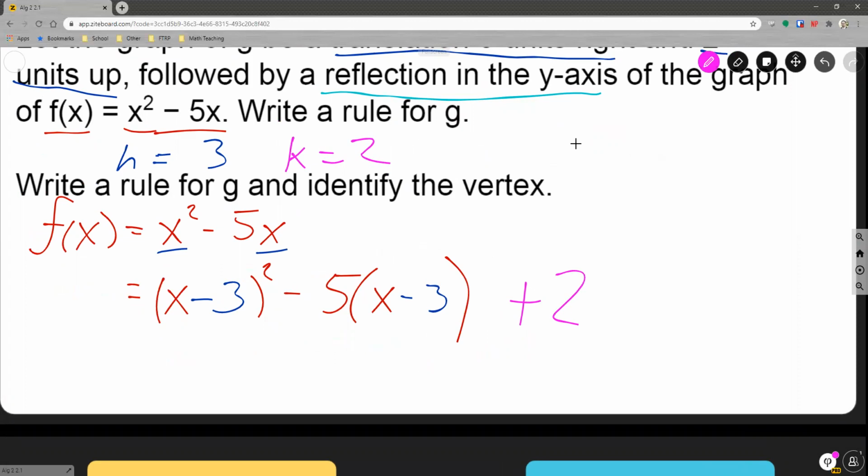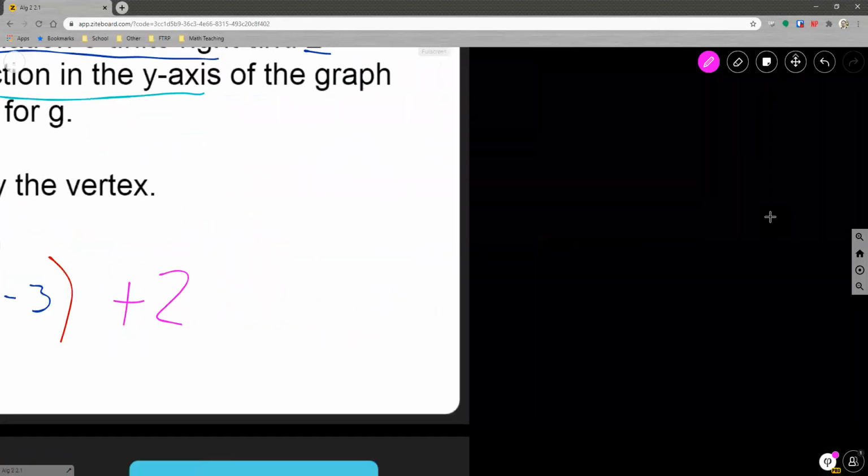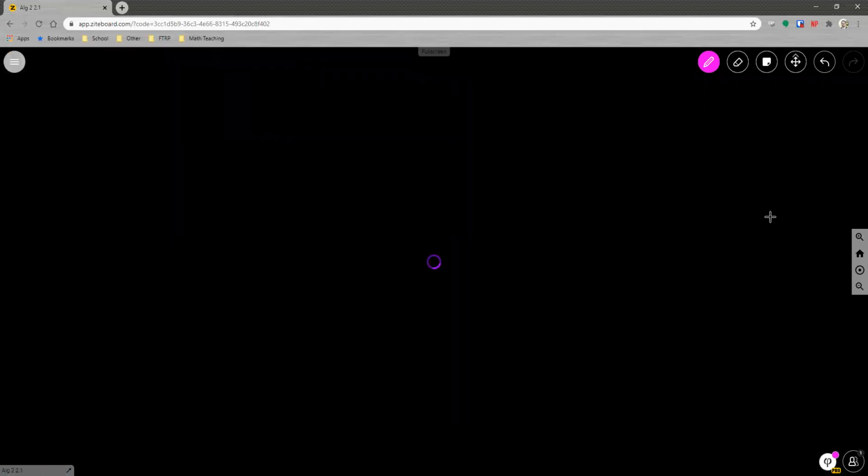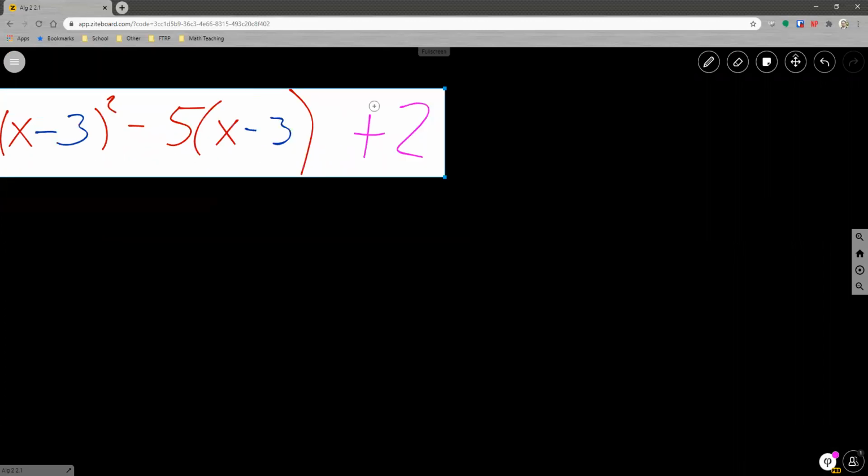So if I take care of this, I've got x minus 3 squared minus 5 times x minus 3 plus 2. If I want to evaluate this, in fact, let me go ahead and see if I can take a screenshot of this and move it over to the blank space to the right. Let's see if I can do that. Looks like it's going to let me. All right. I'm going to go to the right here. I'm just going to paste this in here so I've got some work room.